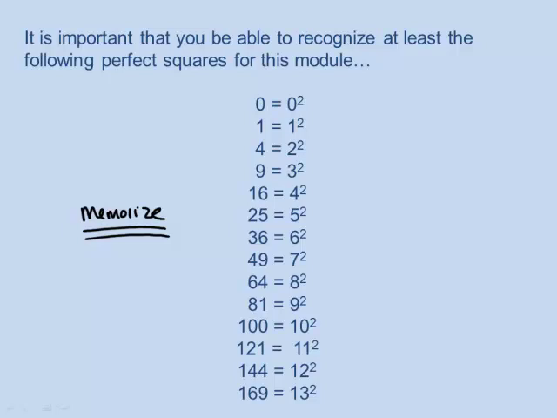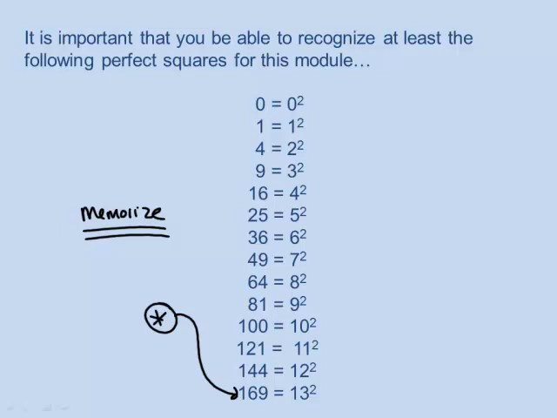4 is a perfect square. 9, 16, 25, 36, 49, 64, 81, 100, 121, 144, and the last common one that I think it's important that you be able to recognize is probably 169. 169 is 13 squared.